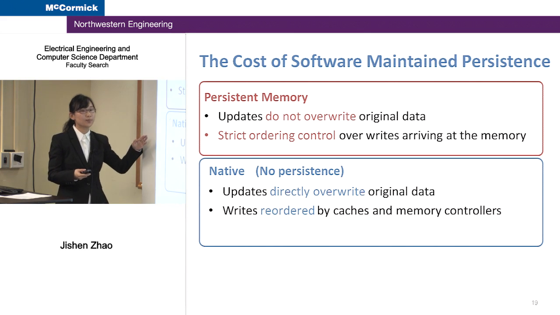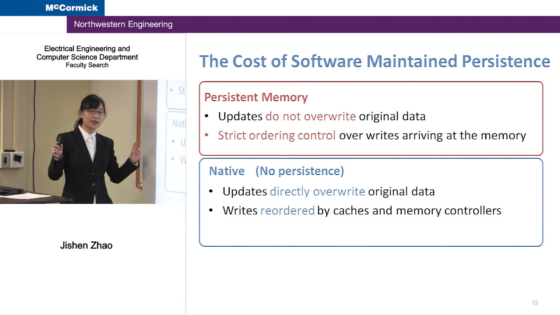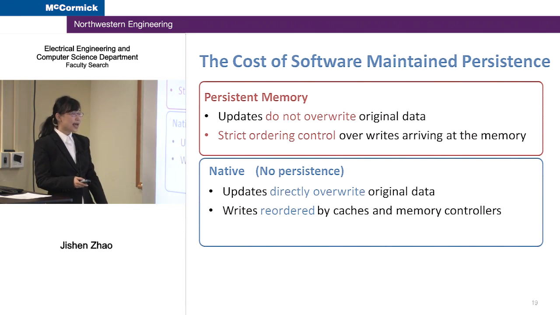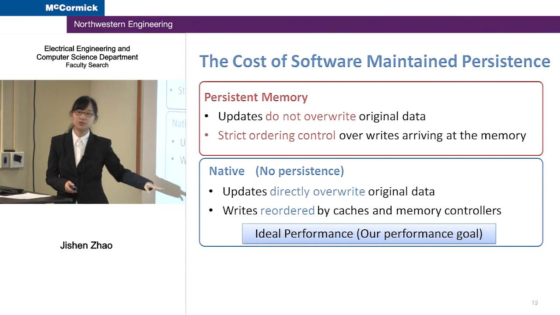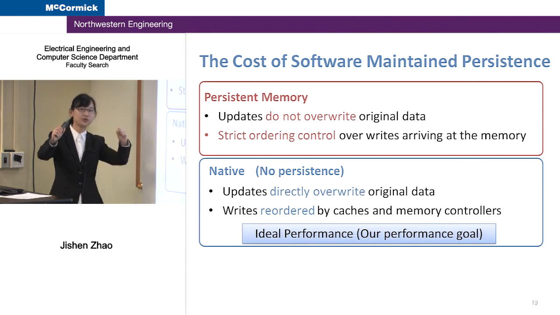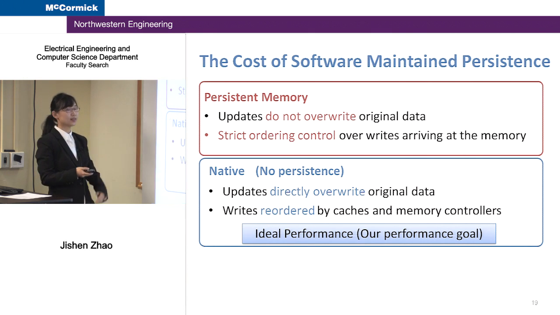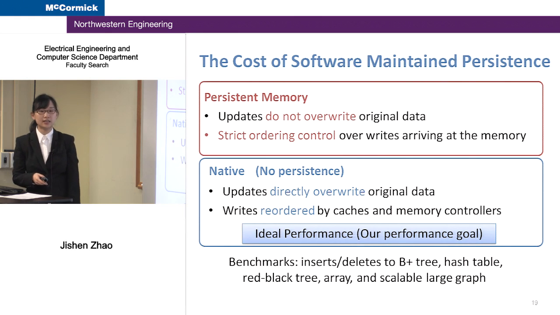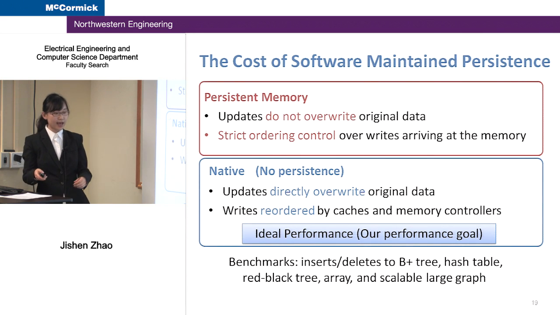We develop a comparison baseline we call native. This provides no persistent support in memory, so it's like a DRAM system, but we just replace DRAM with NVRAM, and we do not ensure data correctness. So its performance actually represents the ideal performance for persistent memory design. We make it our performance goal. We want our performance to be as close to that native system baseline. And we construct a set of benchmarks with data structures used in database and file systems, and perform inserts and deletes to these data structures.